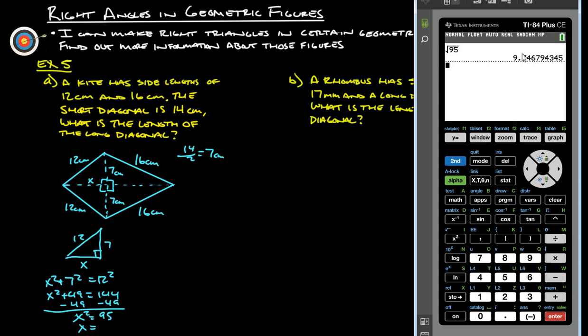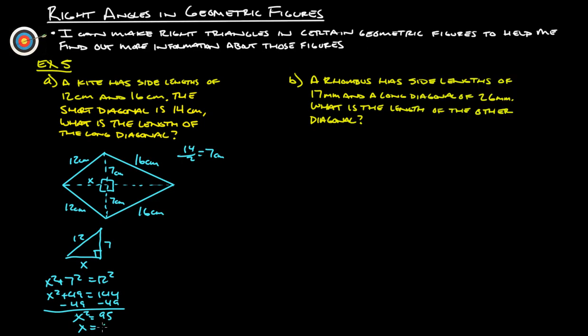Square root of 95, and we get 9.7467. Rounding to 3 significant figures, the 6 tells the 4 to get bigger, so 9.75. So x is pretty close to 9.75. Now we have to figure out what this other piece is, and then we can add those two together. Let's call that y since this is x. We add those two together, and that will tell us what the long diagonal is.